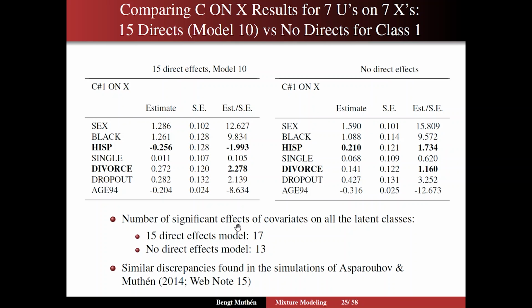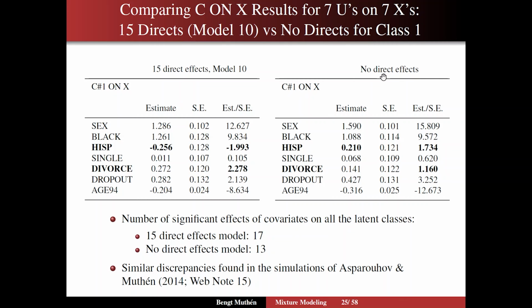Slide 25 then. The central result is the C on X, the regression of the latent classes on the covariates for this model. On the left is model 10, and on the right we have the no direct effect model. And we look at class number 1, which is the fight threat class. And you see then for model 10, Hispanic has a significantly lower effect on fight threat, significant and negative. Divorce has a significant increasing effect on fight threat.